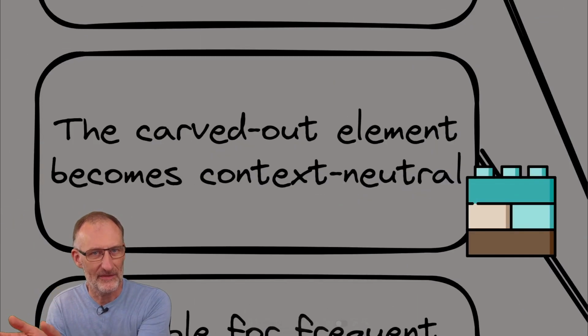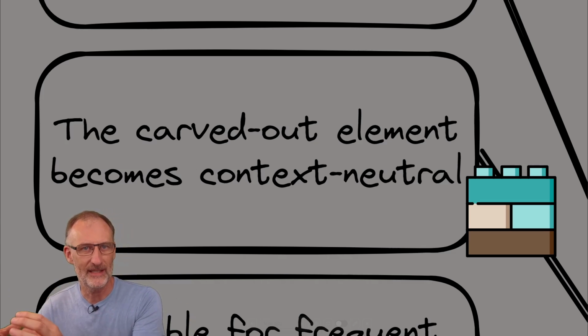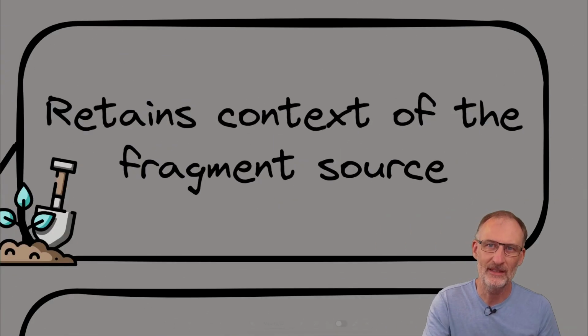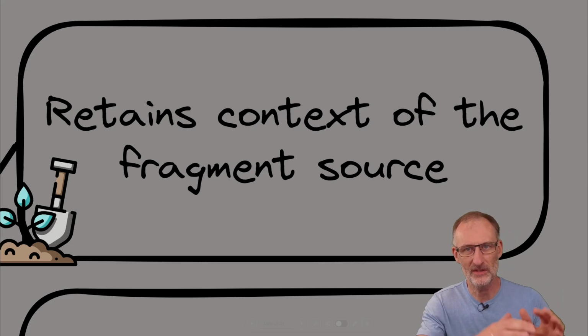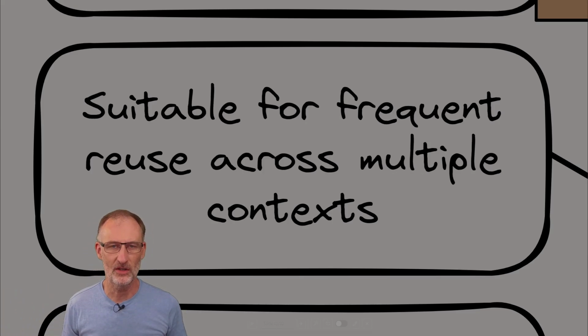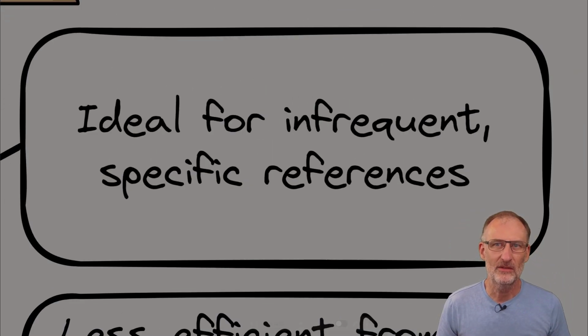Now, in case of deconstruction, the carved out element becomes context neutral. So once you've deconstructed it, you can use it in many places and it will be neutral to the context. On the other hand, image fragment retains the context of the fragment source. So the original, larger image is always referenced, then you're referencing that part of the image. Deconstruction is suitable for frequent reuse across multiple contexts, as I mentioned earlier. On the other hand, image fragments are ideal for infrequent and specific references.